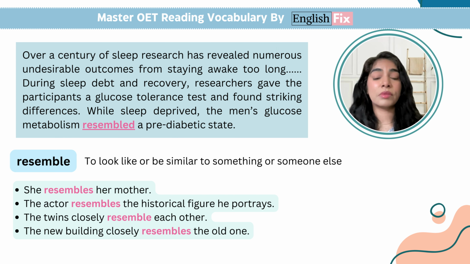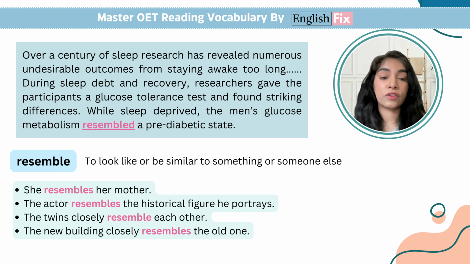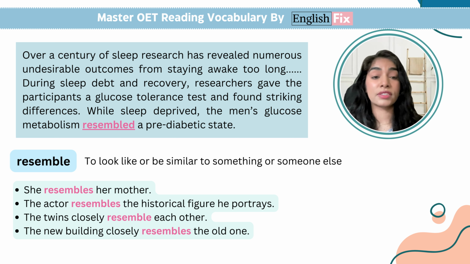The word resemble actually means to look like or be similar to something or someone else. It's a very common word, so I don't think a lot of people would not know about this meaning. But the first sentence here, for example, tells us that she resembles her mother. It's very common for children to resemble their parents. In other words, it's very common for children to look like their parents.